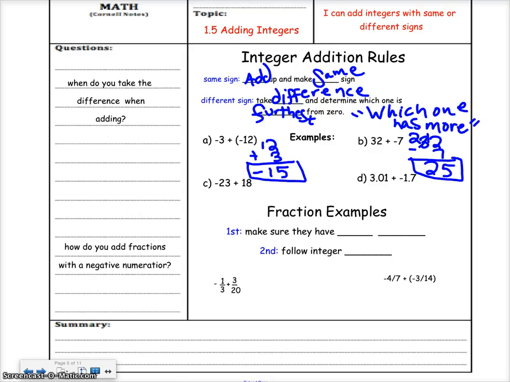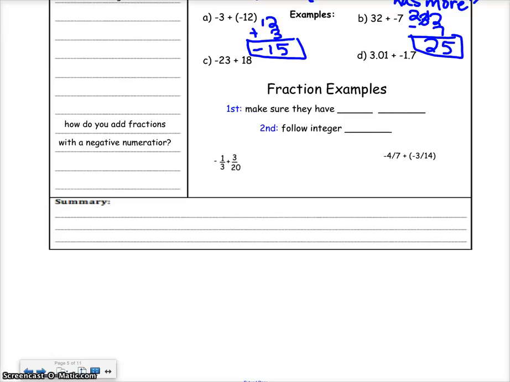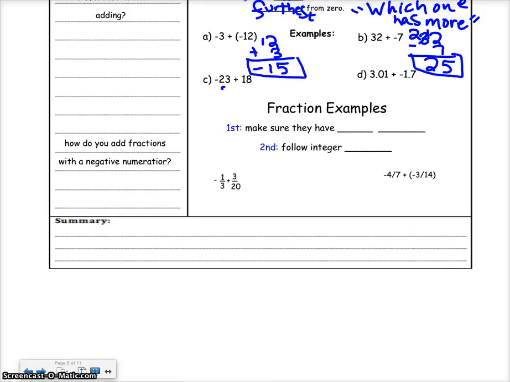-23 plus 18. Are they the same sign or different signs? Different means take the difference. So I'm going to go 23 minus 18. What is that? 5. Do I have more positives or more negatives? More negative. So I'm going to make it negative. This is easy.